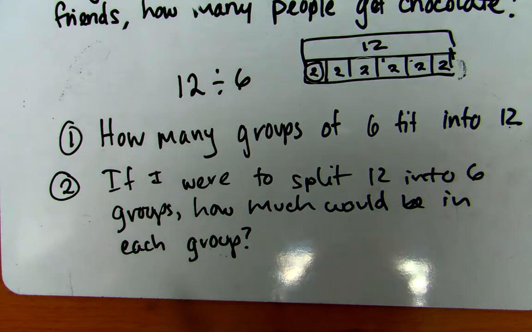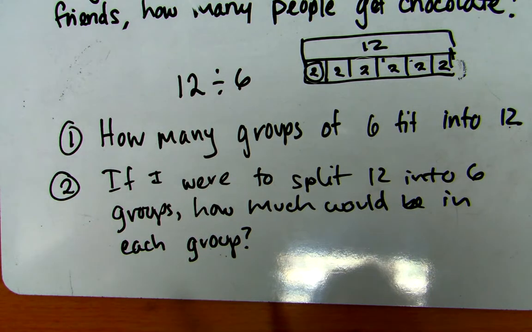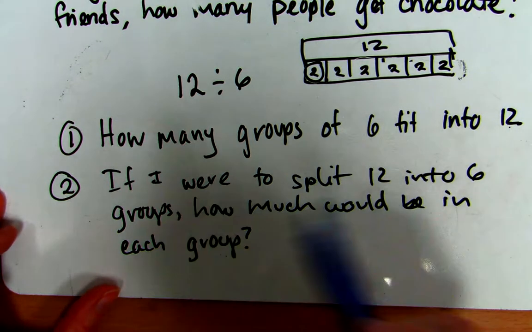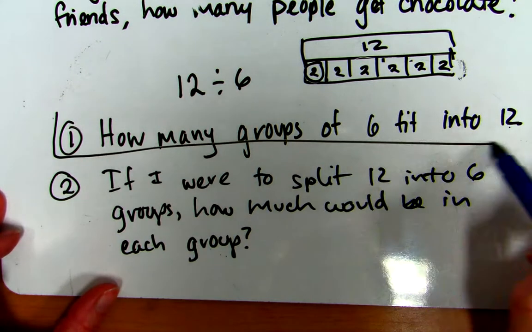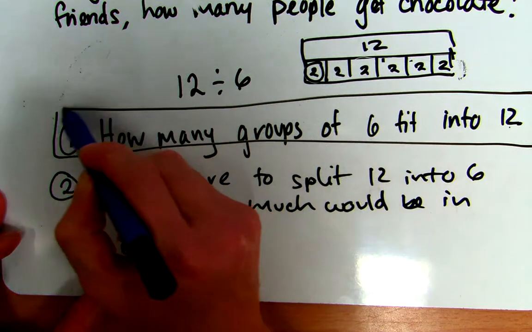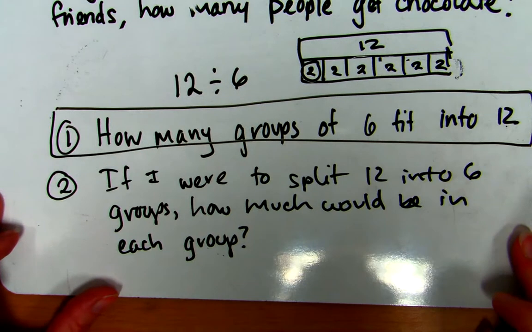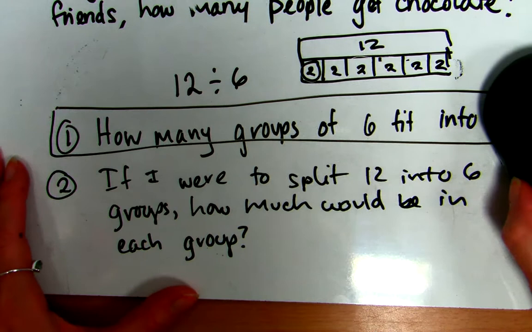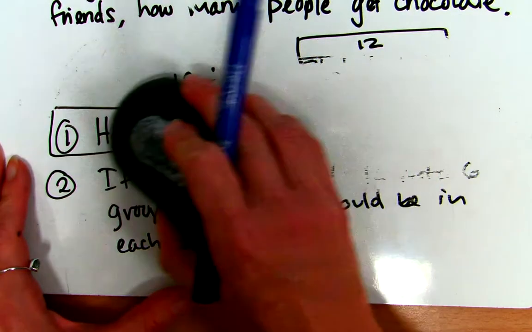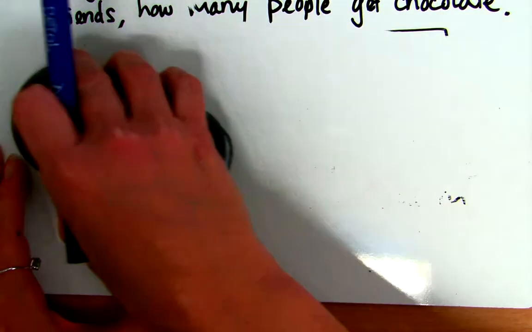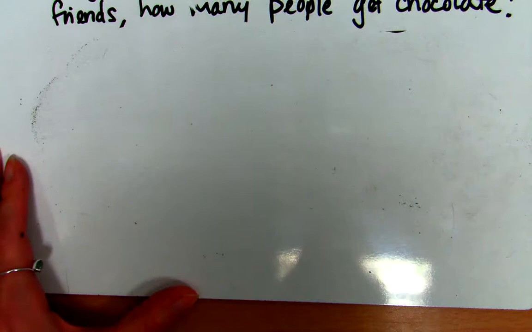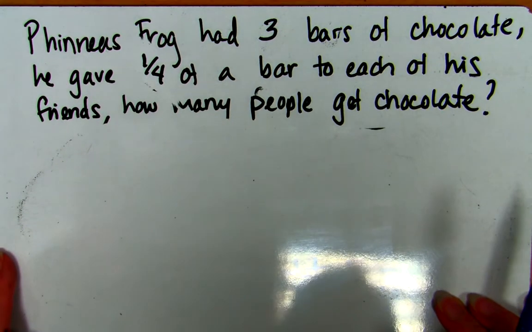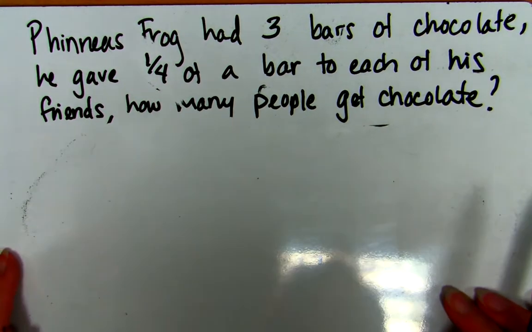So nothing really changes when we do division with fractions. I'm going to recommend, though, that we think about division with fractions primarily like number 1: how many groups of something fit into something else? With that in mind, I want to look at our first problem, which is about Phineas Frog and his chocolate. Phineas Frog had 3 bars of chocolate. He gave 1/4 of a bar to each of his friends. How many people got chocolate?